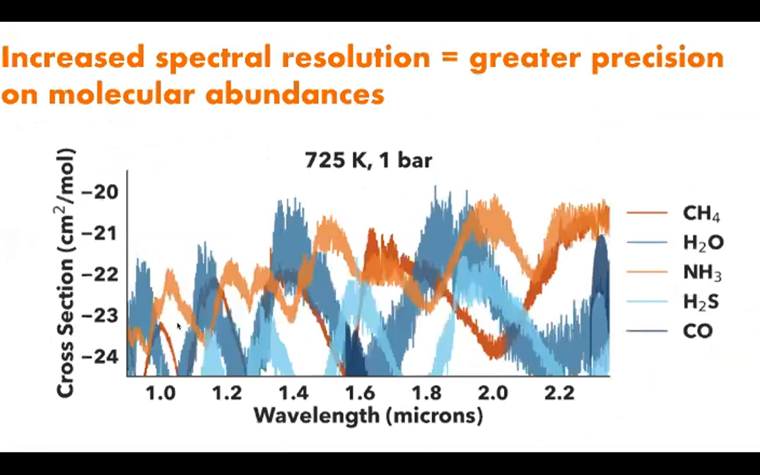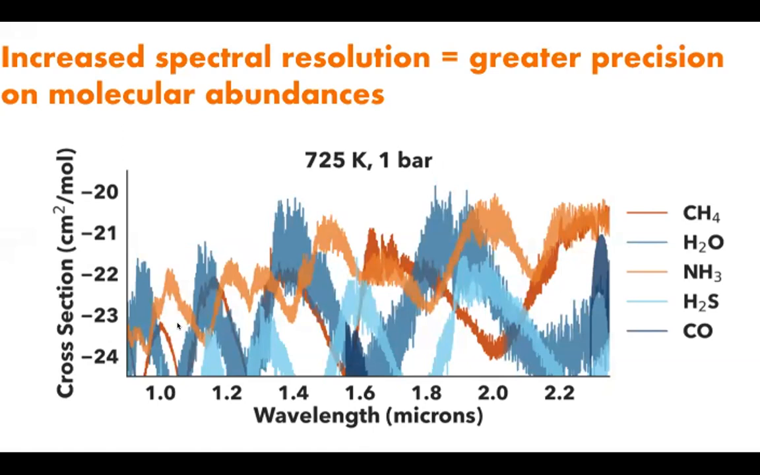Again, the greater precision on all the species, but particularly for CO and H2S, is due in part to the fact that at higher spectral resolution, the molecules are more easily disentangled. And also, with such a high signal-to-noise spectrum, we're sensitive to really small effects on the spectrum.